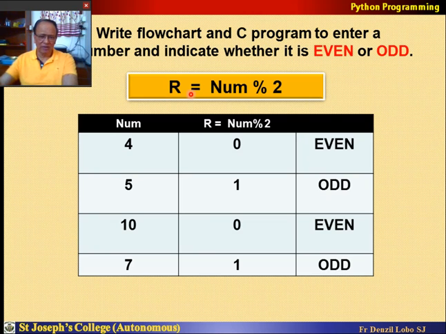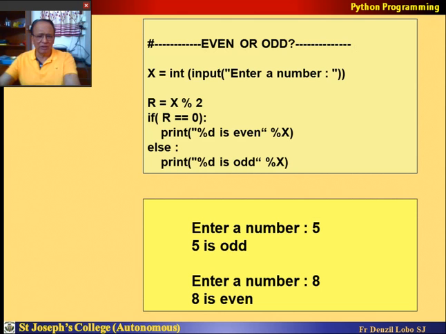Only two are possible in this case, because only modulus 2. So therefore, what we do is, for example, number, R is equal to 0. Therefore, it is even. 5, remainder is equal to 1, it is odd. 10, remainder is equal to 0, it is even. 7, remainder is equal to 1, therefore it is odd. So this chart is very important. Whenever you get some problems, make a chart of that and try to solve the problem.